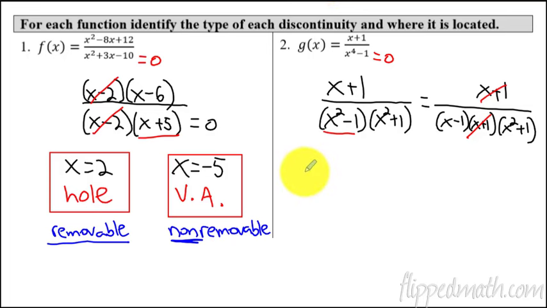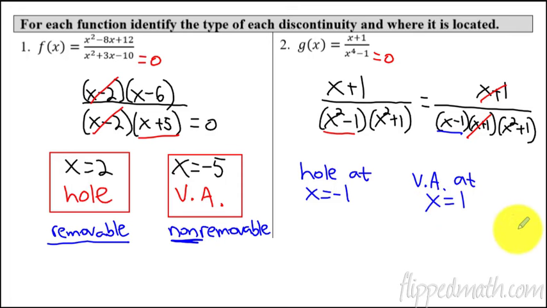So let's write that we have a hole at what value? That's the one that canceled, so it's at x equals negative 1. That's my hole. What doesn't cancel? Well, the x minus 1 doesn't cancel, so I have a vertical asymptote at x equals positive 1. Okay, so that takes care of that one. And that takes care of that one.